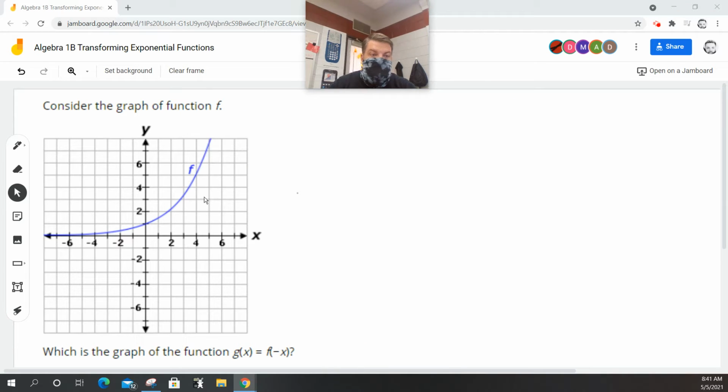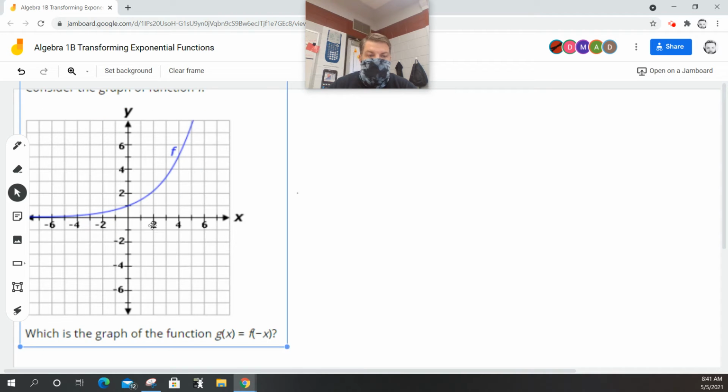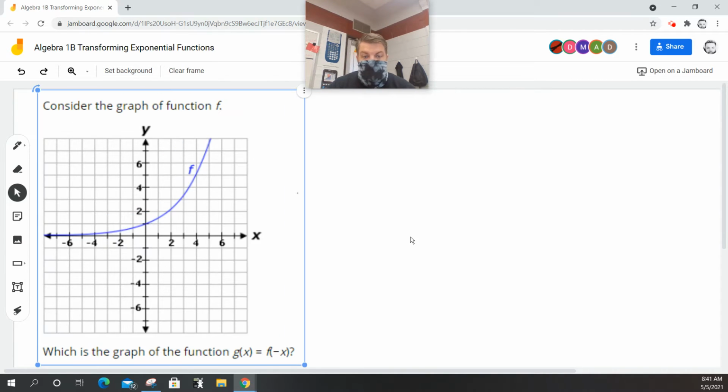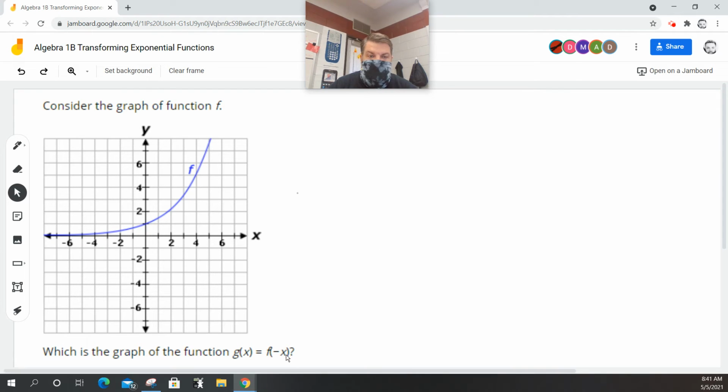All right, so now for this one, it says consider the function f, and then it says the graph of the function g of x is equal to f of negative x. So now when we change f of x to f of negative x, we actually reflect about the y-axis. So this little minus x means that we reflect about the y-axis.